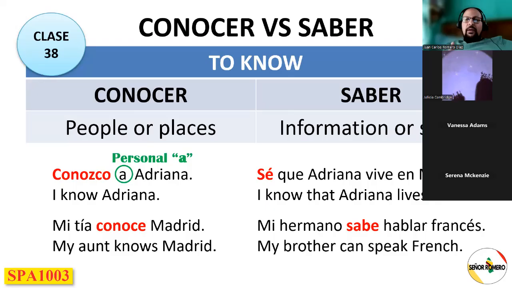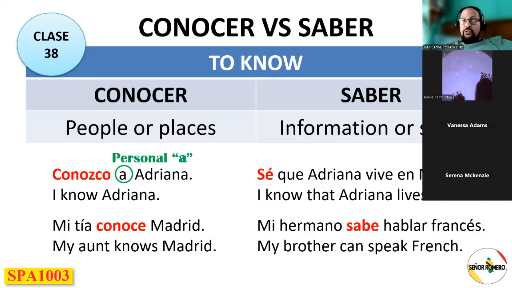When we use conocer, when we say to know, but we mean that I know people, like I know Vanessa, I know Yulisha, I know Serena, I know Pedro, I know Miguel, or know places. As in, I know Cuba, I know Guyana, I know Panama, I know New York, I know London, I know Australia, and so on. Right? So when you say I know, and you mean that you know people or you know places, you will use the verb conocer.